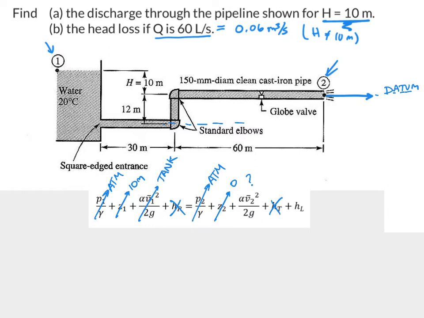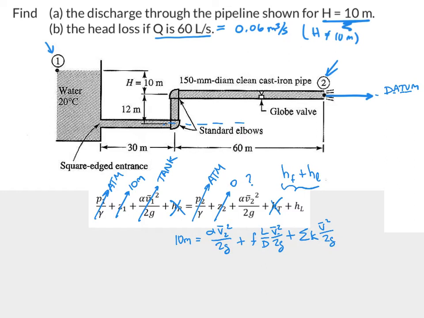So if we simplify this, we get 10 meters equals alpha V2 squared on 2g plus the head loss. And of course, we're going to split that head loss out into the friction loss plus the minor losses. So the friction loss is f L on D times V squared on 2g, and the minor losses is the sum of the K's times V squared on 2g.